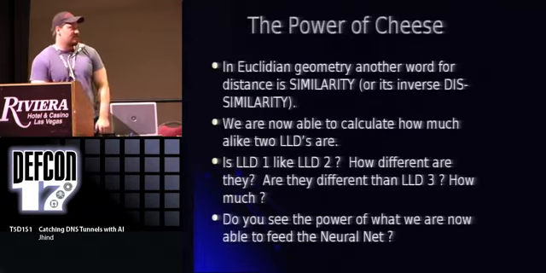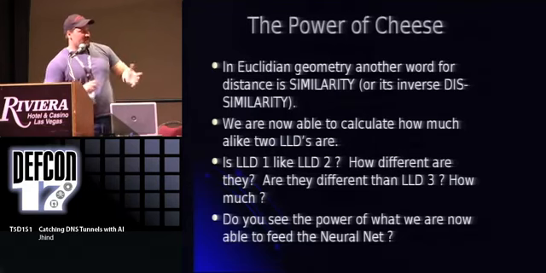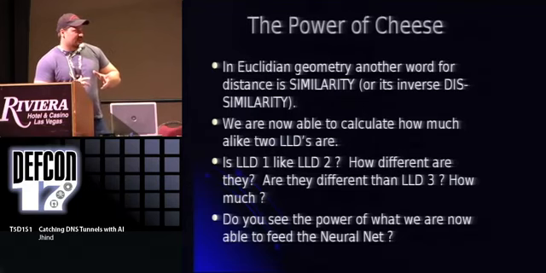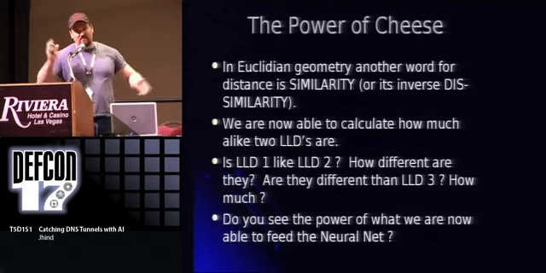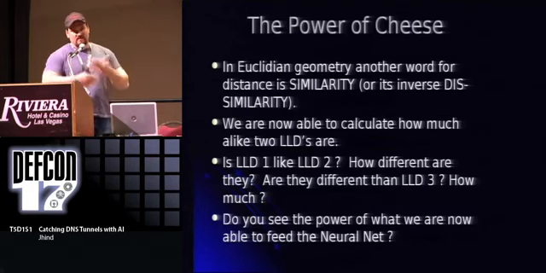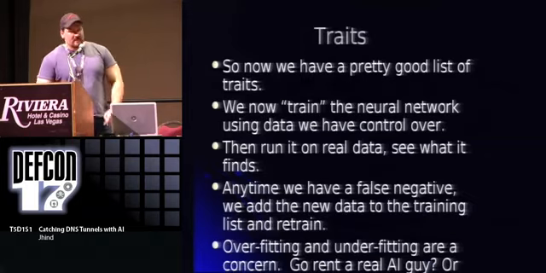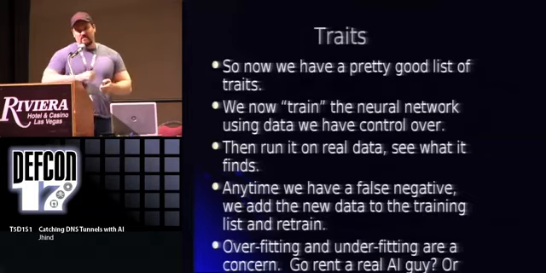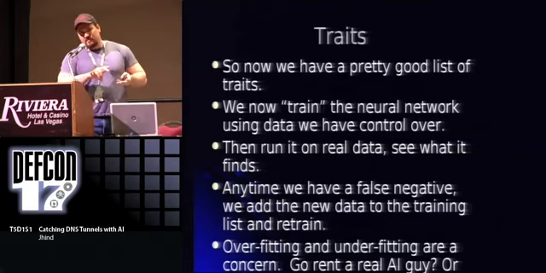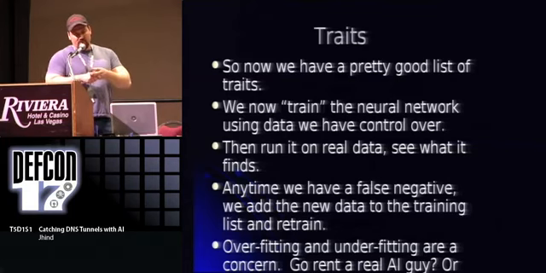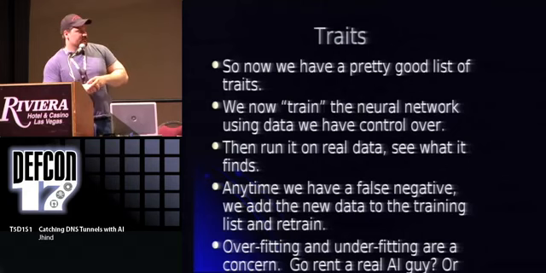Power of cheese. Here we go. So now we're measuring the difference between two LLDs. How different are they? How different is LLD1 from LLD3? We're measuring the difference of these domains as they roll past. And hopefully some light bulbs are going off. So that's our list of traits. We're doing some packet counting, and then we're coming up with this numeric representation of how different each of the domain requests are from each other.